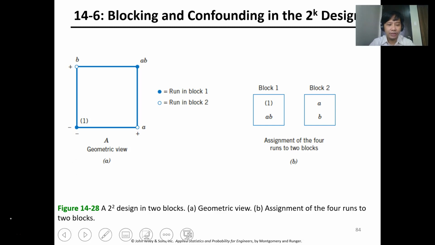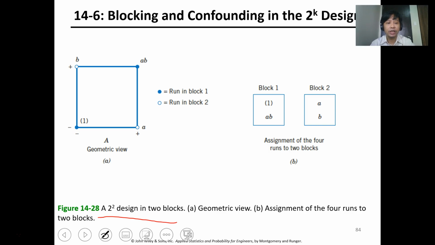Okay, hello everyone. So we're here for lesson 13, which is the design of experiment for several or multiple factors. Our lesson will be blocking and confounding in 2^k design. Blocking is the same as the complete randomized block, where we divide the whole study into several blocks.